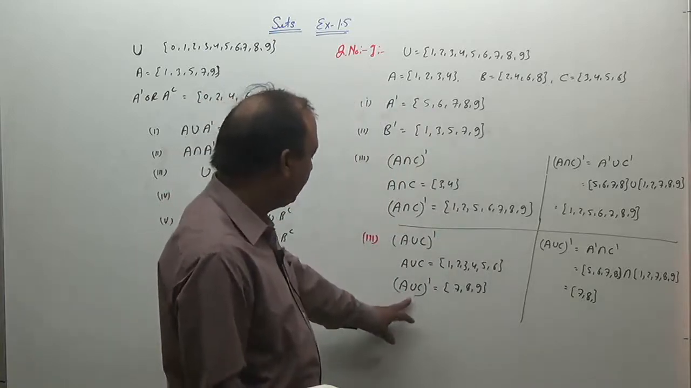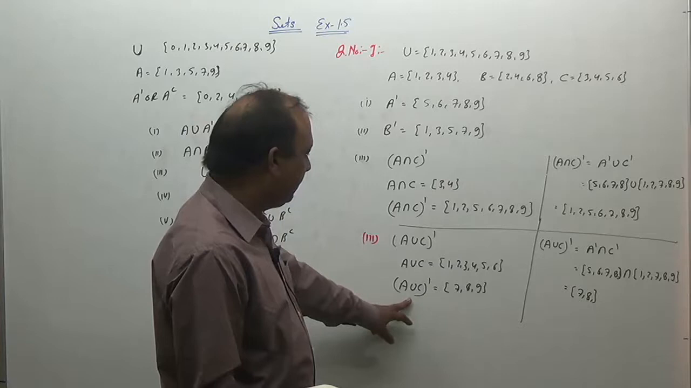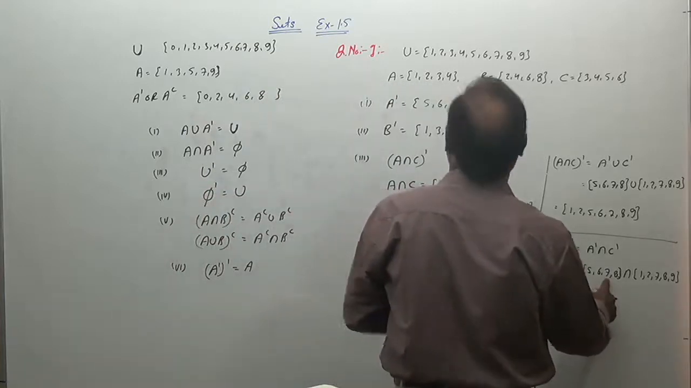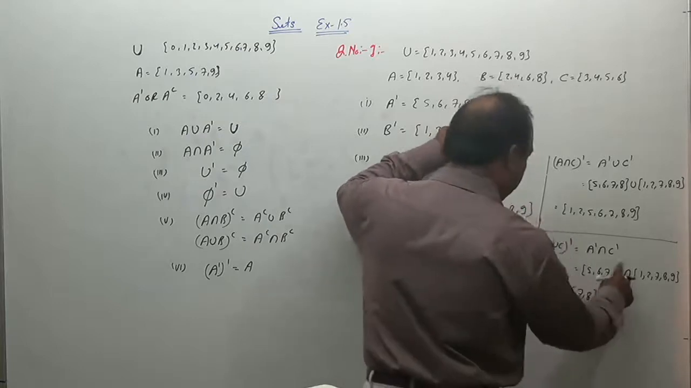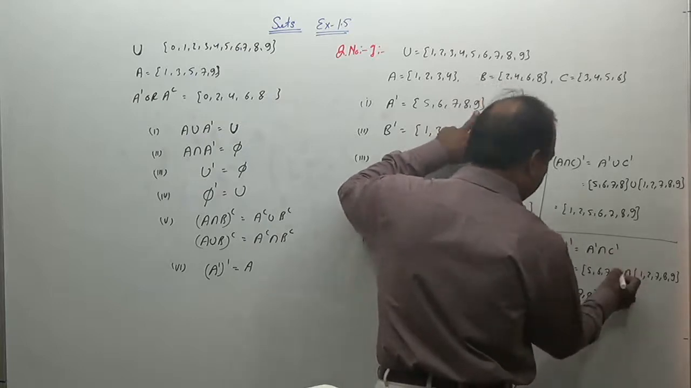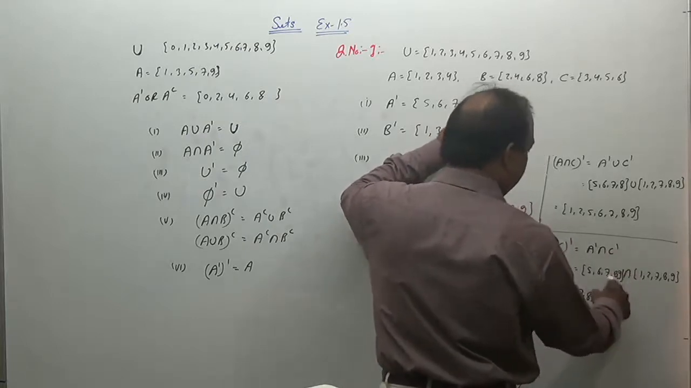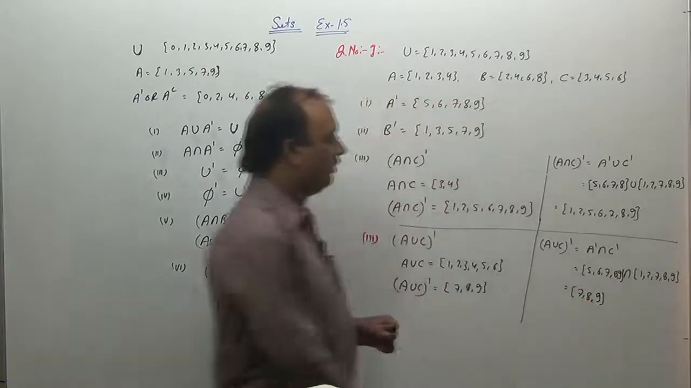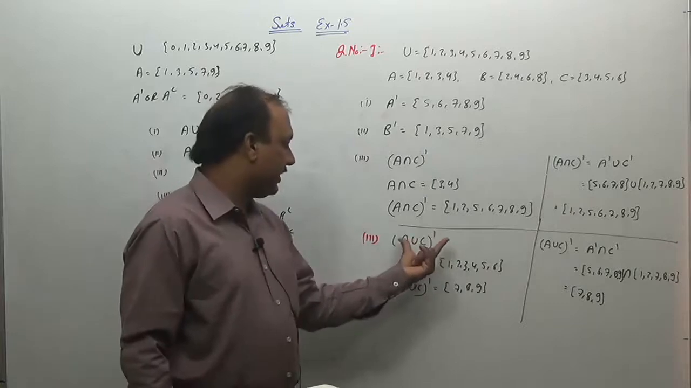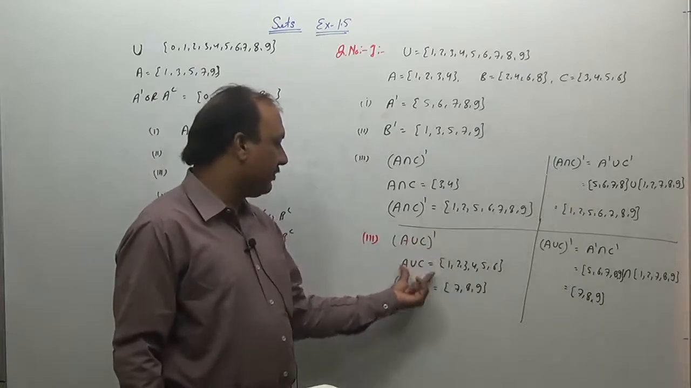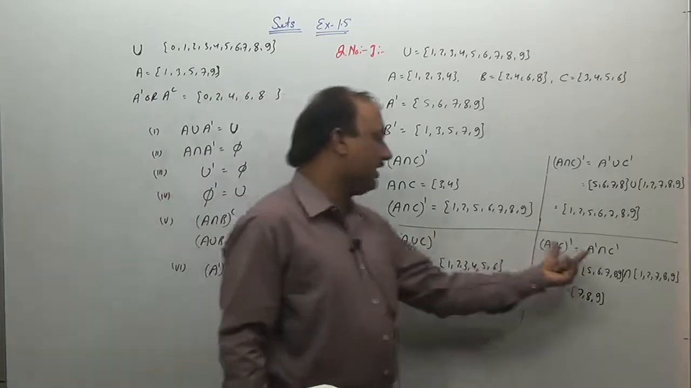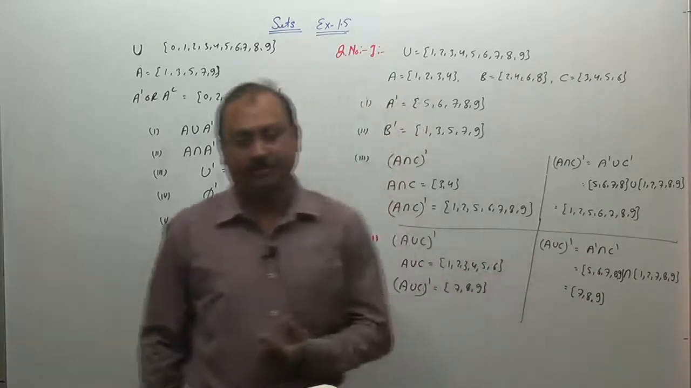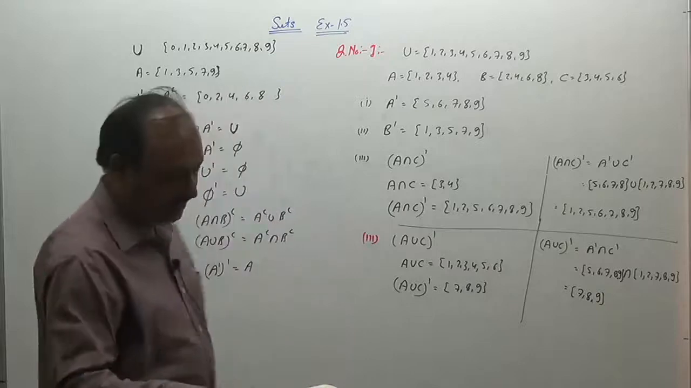So what is A complement? 5, 6, 7, 8, and here you also have to take 9. So we get 7, 8 and 9. So we can find A union C complement directly or by applying De Morgan's law. We can find this in two ways. So this is the third part.